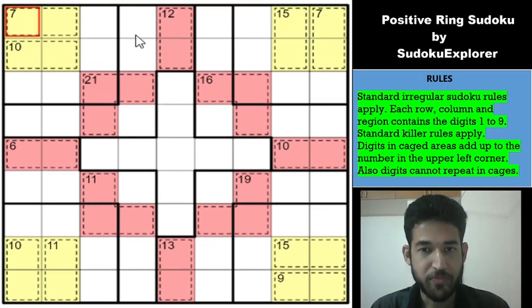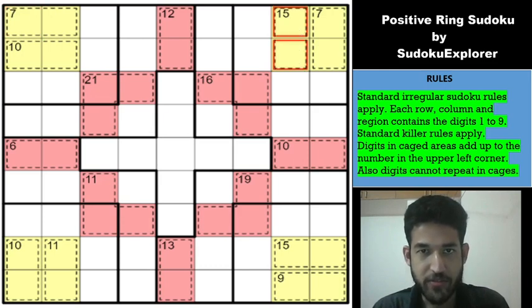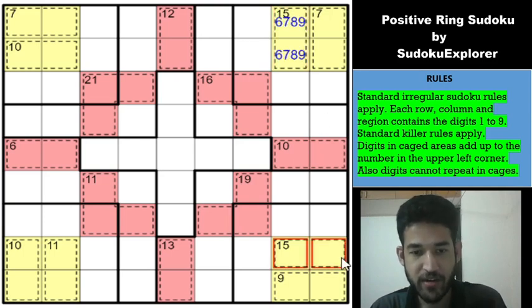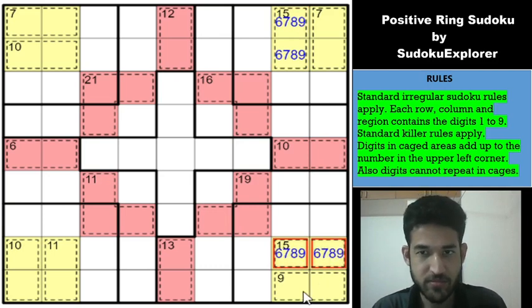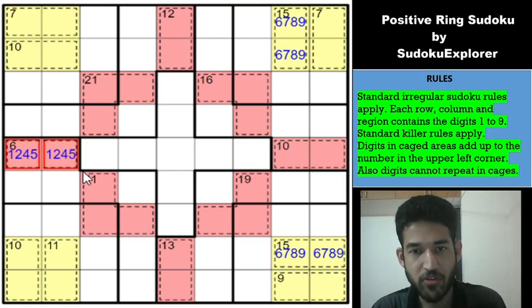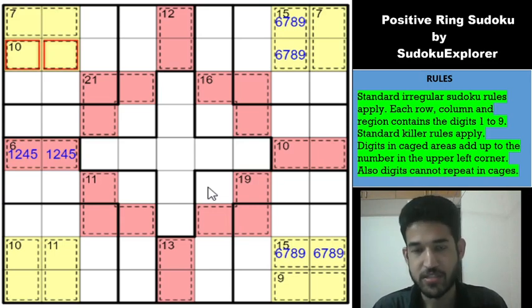Okay, so let us see if the killer cages are helping us. Okay, 15 is going to be only two possibilities, 69 or 78. We have a 15 here too, so it should be 69 or 78. No other 15s inside the grid. Maybe we can look at 6. 6 would be 1 5 or 2 4. 7 has 3 possibilities. 10 has 4. Okay, lots of possibilities for the rest of the digits.